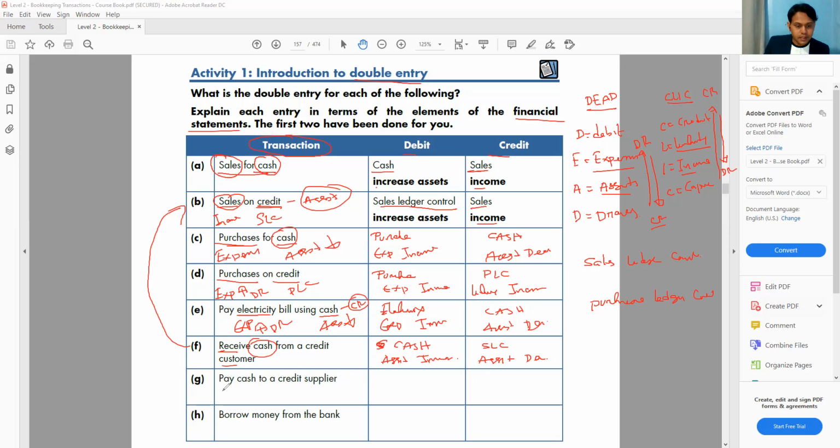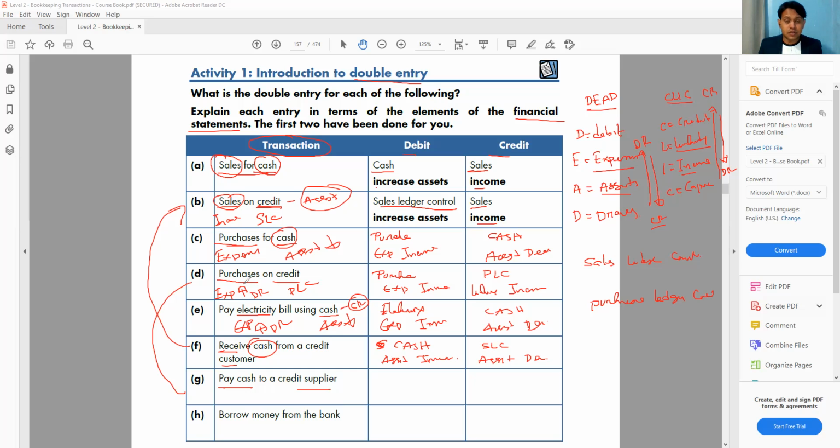The next one we have here, pay cash to a credit supplier. So I'm paying cash to my credit supplier. If I pay money to my credit supplier, that one I had a liability. You can see here, number 4, we said purchase on credit. So we buy something and we told my supplier, I'll pay you later. Now I'm paying him. If I pay him, my liability will go down. For example, if I take a loan from the bank and if I pay the loan, my liability is finished. There is no more liability.